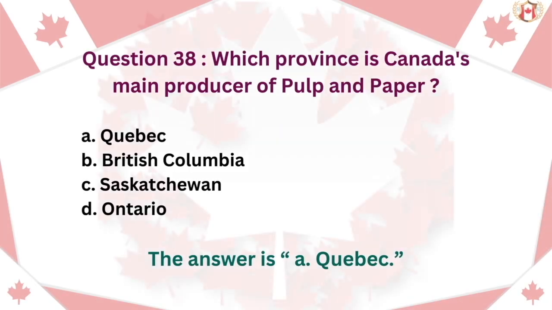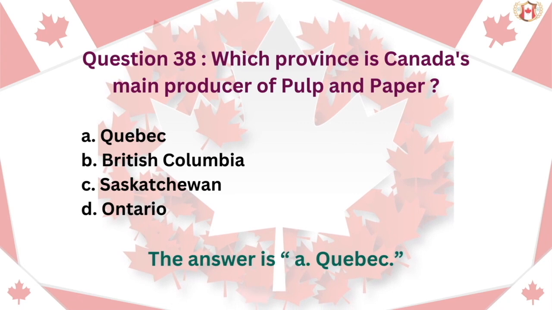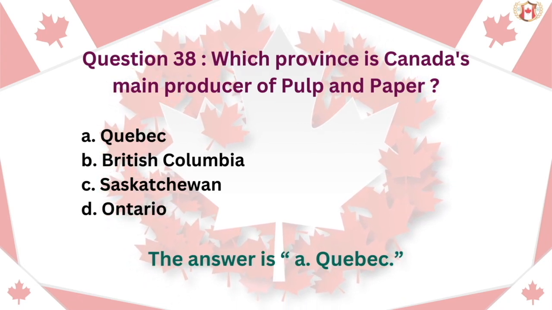Question 38. Which province is Canada's main producer of pulp and paper? A. Quebec. B. British Columbia. C. Saskatchewan. D. Ontario. The answer is A. Quebec.